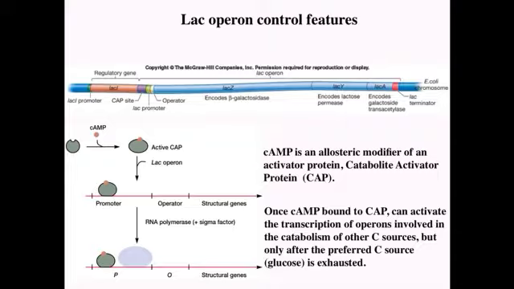Back when I was in graduate school, they mistakenly called this the catabolite repression activator protein. But they soon realized that students were always going to call this protein CRAP for its acronym. So now textbooks almost invariably refer to this as the CAP protein, or catabolite activator protein.